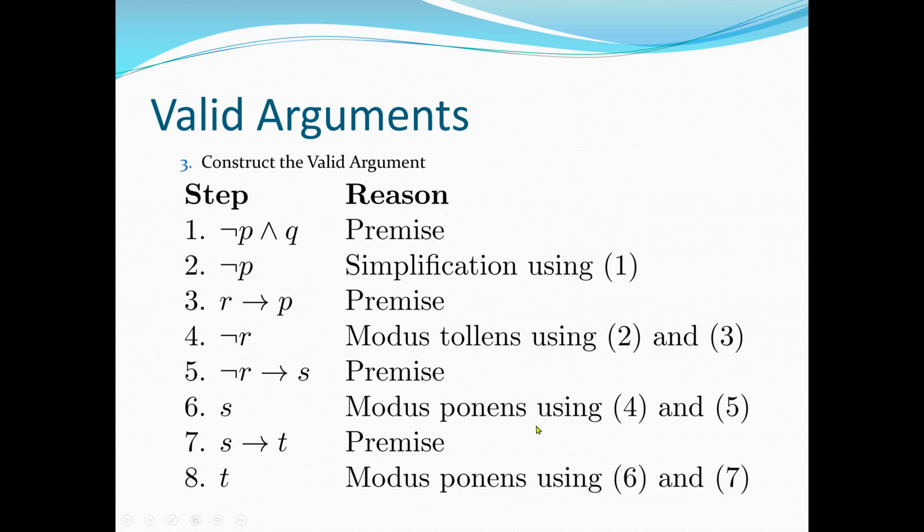So we construct a valid argument here. We start with not P and Q, that's a premise, and not P, simplification using 1. Then R implies P premise, not R will be modus tollens using 2 and 3. And not R implies S. And also we say S implies T. And then we have our T.